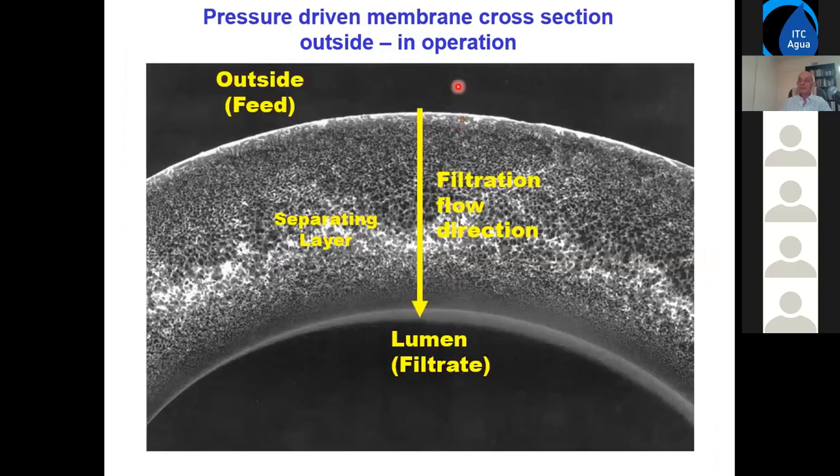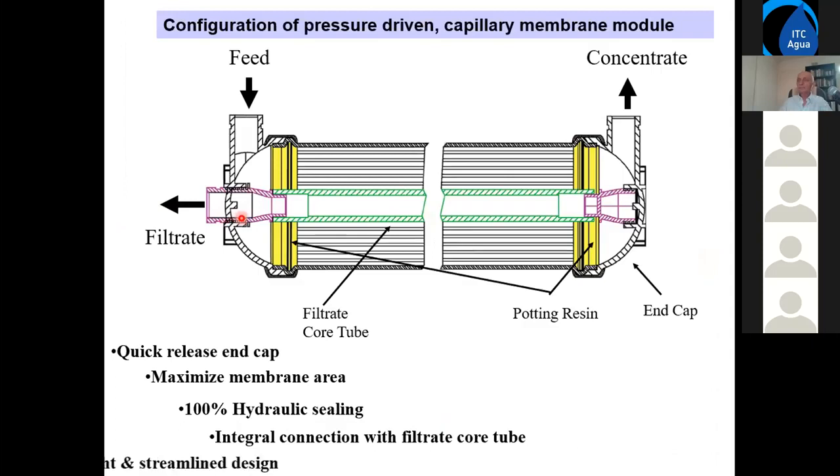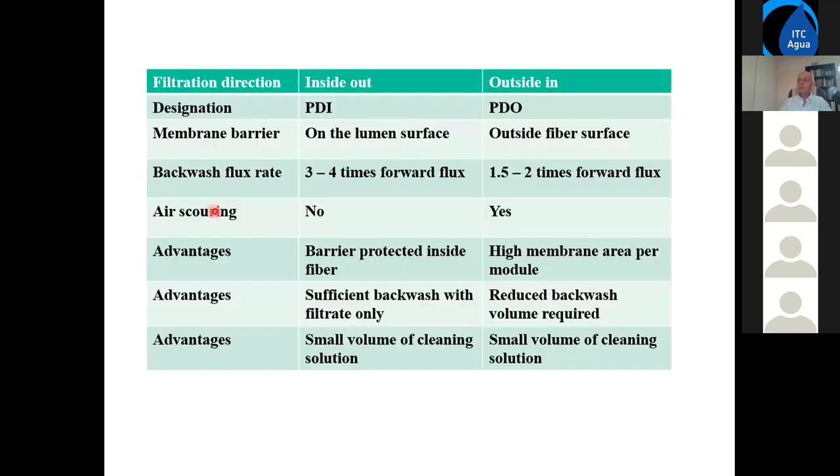The outside in will be the opposite direction. The pressure or the vacuum will be here. This is the module which has feed, concentrate, and filtrate in the middle. This one is inside out. The feed enters into the capillary, and filtrate is forced out and collected in the filtrate tube. So those are two configurations, I wouldn't say technologies, but configurations: pressure driven inside out and pressure driven outside in. So the membrane is on the lumen inside or outside.